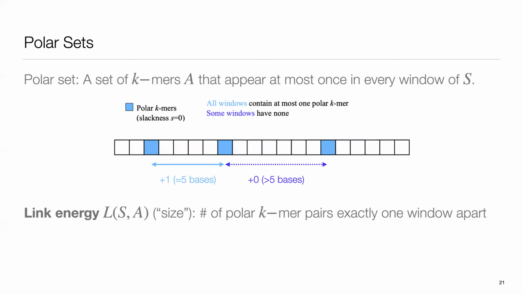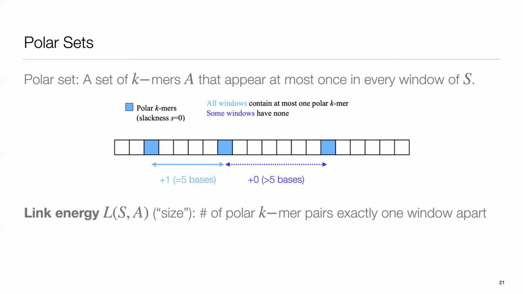So let's take a look at our example where we have 3 polar k-mers. The first 2 are exactly 5 bases apart, so they contribute 1 to the link energy. And the second 2 k-mers are more than 5 bases apart, so they contribute nothing to the link energy. As a result, the link energy of the set we show in the slide equals 1.